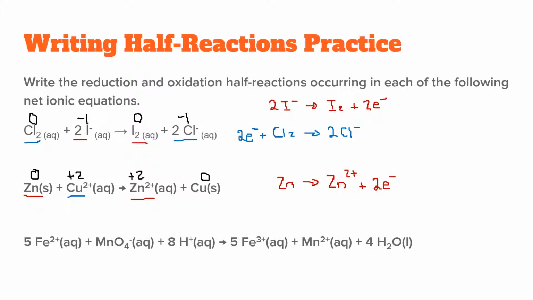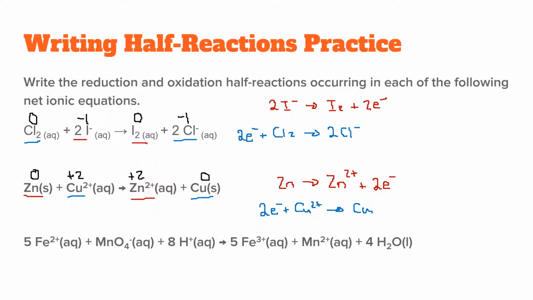Now copper is being reduced from +2 to 0. So Cu2+, and the product is copper. Now this is the opposite of what we had before. The sum total needs to be neutral, so we need some extra negative charges on the left-hand half. Add in those 2 electrons, and now it's balanced with respect to charge.